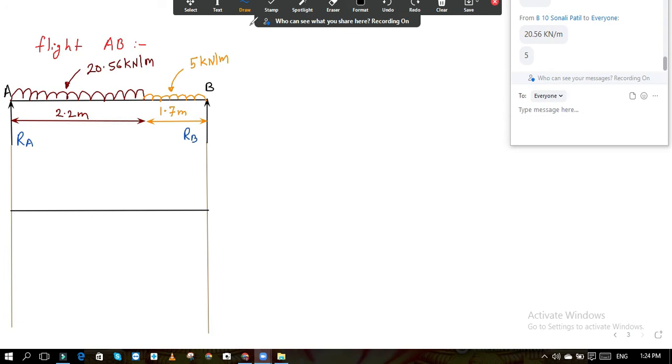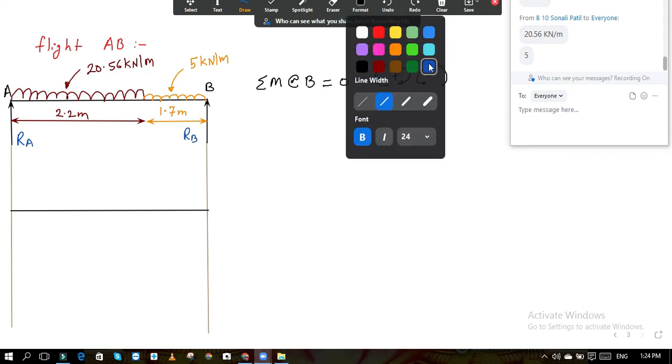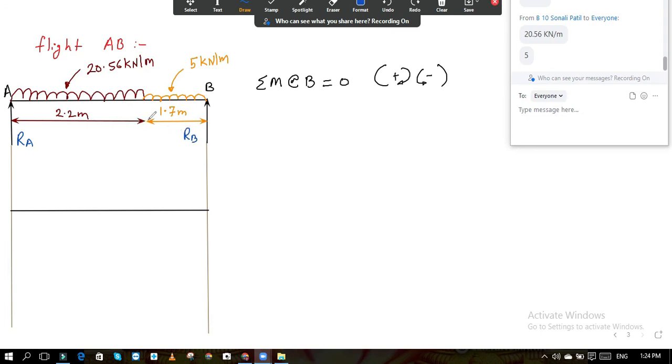First we need to calculate the reactions. If you see the beam, this is not a symmetrical beam, so we have to calculate RA and RB separately. So I will take summation M about B equal to 0. Clockwise moments are positive, anti-clockwise moments are negative. First is RA into 2.2 plus 1.7, which is 3.9. RA is moving up, so it will rotate in clockwise direction, so this is plus.